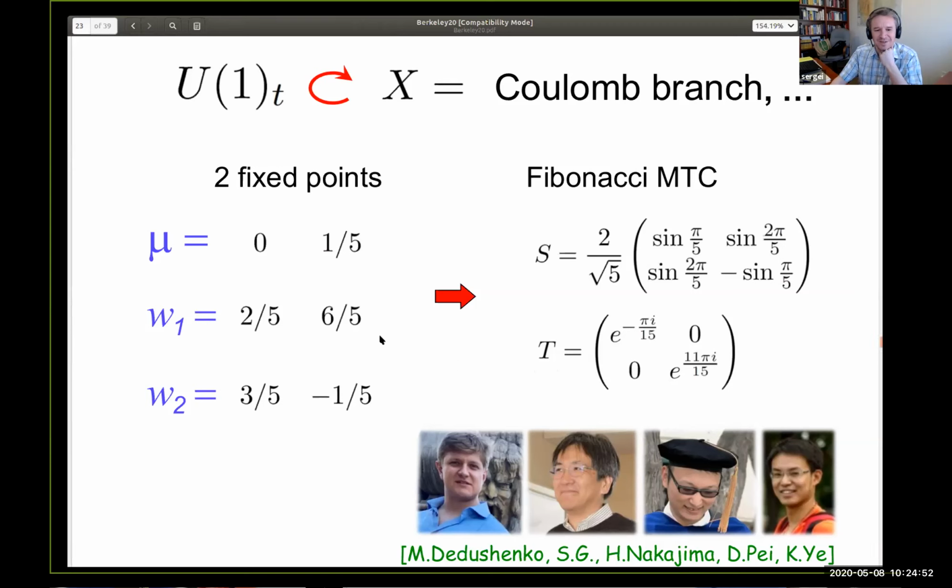So the claim is that Rozansky-Witten theory with that particular Coulomb branch should be computing the invariants of three-manifolds and other manifolds as Fibonacci MTC. So in that case, the fixed points are isolated and so on.